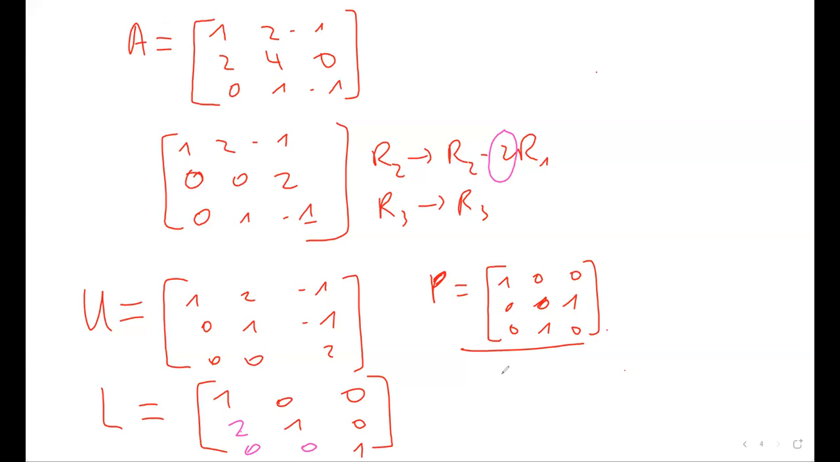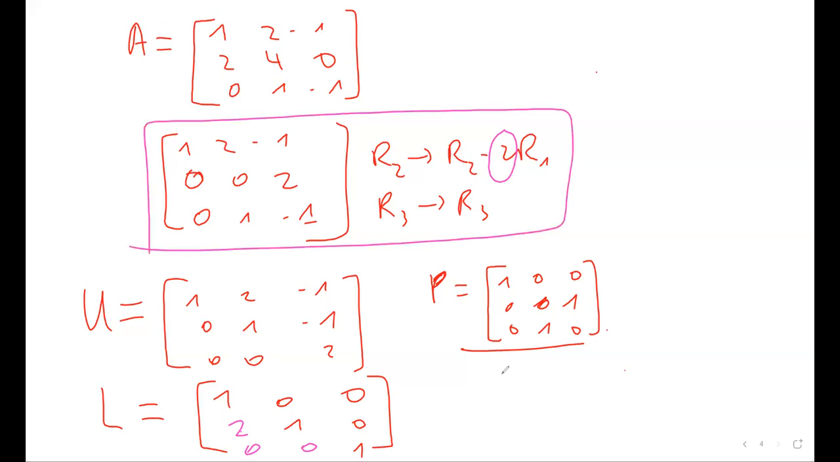But you shouldn't forget that in this step, we did this, but now for the L, we still need to multiply by the P to get an appropriate L that corresponds to what we have done with the pivoting. So now we have a 1, 0, 0, a 0, 0, 1, and then a 2, 1, 0, something like that.